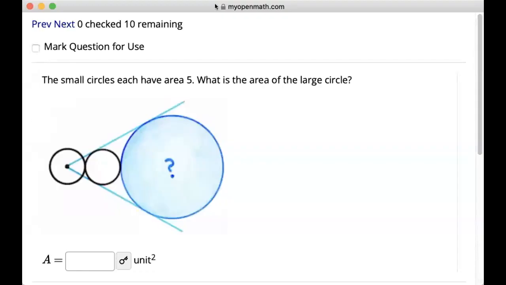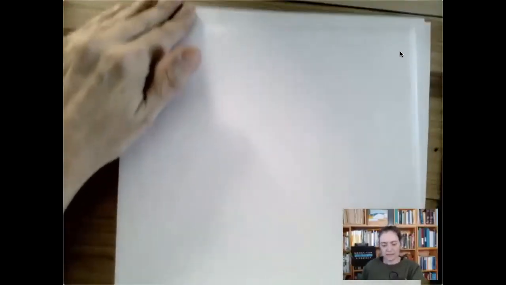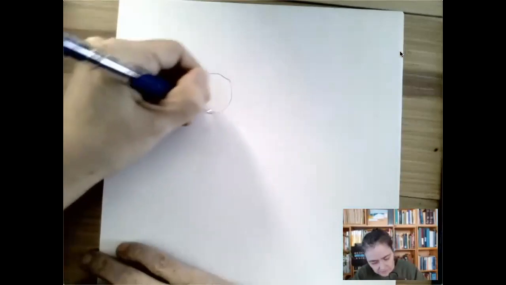I think this is another example of a geometry problem where it's very useful to draw a good picture, because we will understand a lot more after we manage the good picture. So we have 3 circles. 2 of them are identical in size, and their area is given to be 5. And they are externally tangent to each other.